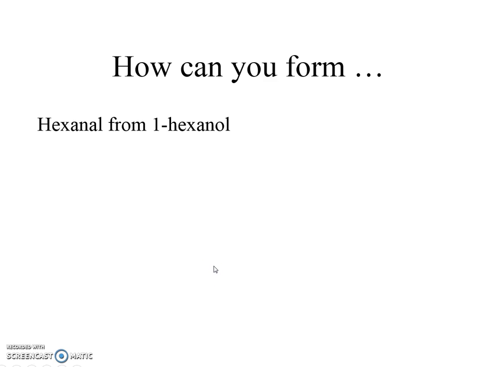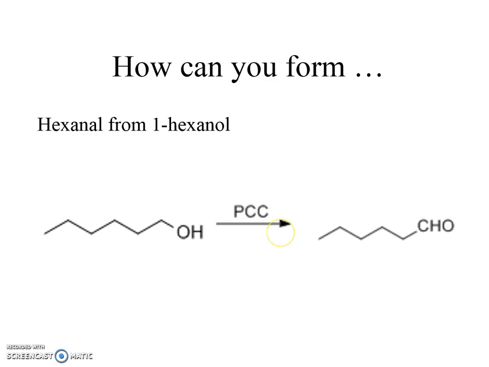To make hexanal from hexanol, here's our hexanol, here is our hexanal. What do we need to do? That's an oxidation, so we can't use a reducing agent, and we can't use chromic acid. What do we use? We can use PCC.